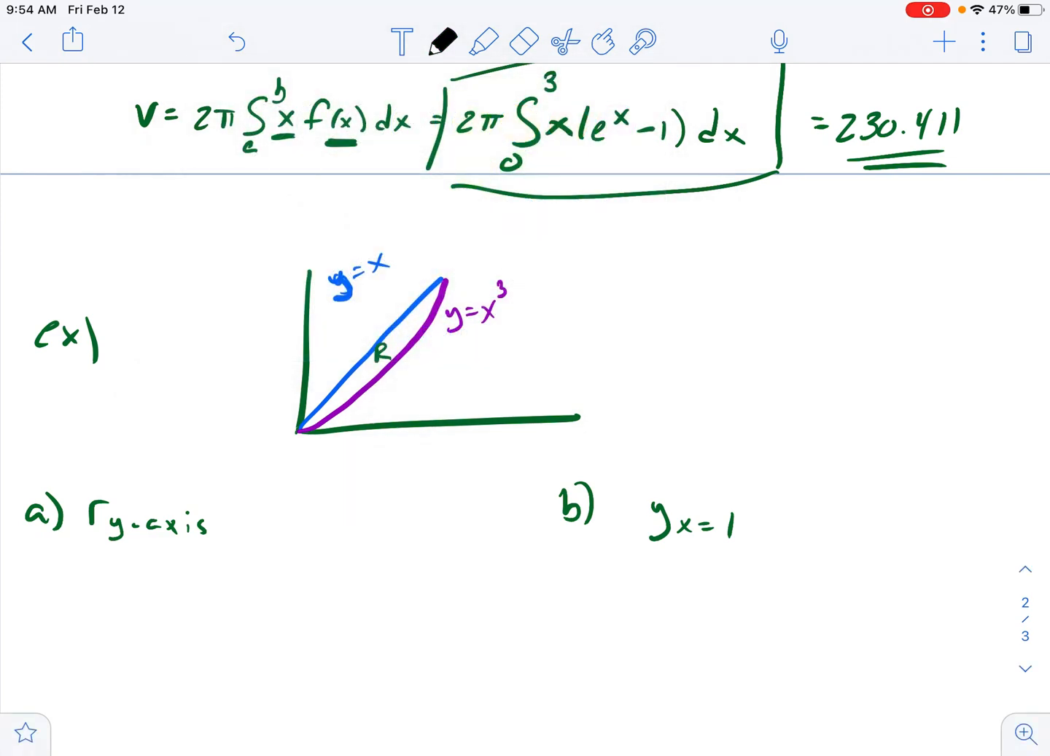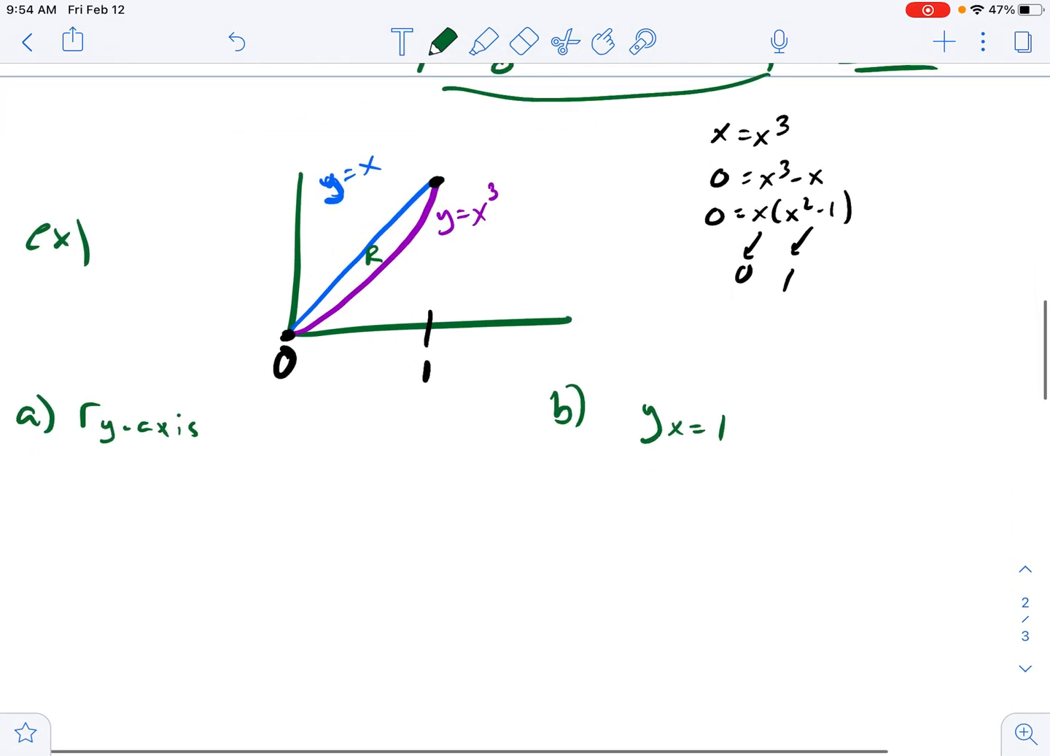The bounds are going to be where these things intersect, okay, so at 0, and then we can set these equal and solve for x. And it looks like that's going to be at x equals 0 and x equals positive 1. They would also intersect at negative 1, but we're only focusing on the region in the first quadrant here. Okay, so the bounds in terms of x are from 0 to 1. Rotating this about the y-axis.